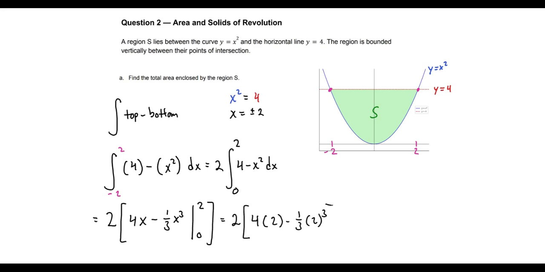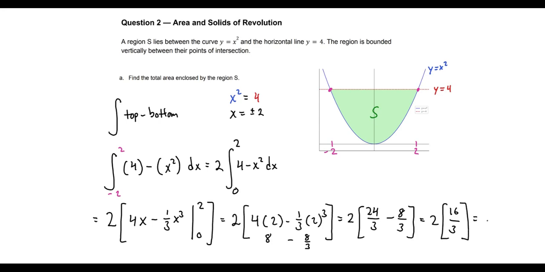It really just boils down to us doing the math here at the end. So 4 times 2, that's obviously 8. Here we have 2 cubed, that's 8, times a third. Well, that's 8 thirds. We're going to need a common denominator here, which is going to be 3. So if I multiply that by 3, that'll give us 24. 24 minus 8 gives us 16. And then finally 16 thirds times 2 is 32 thirds, and thus we have our final answer.